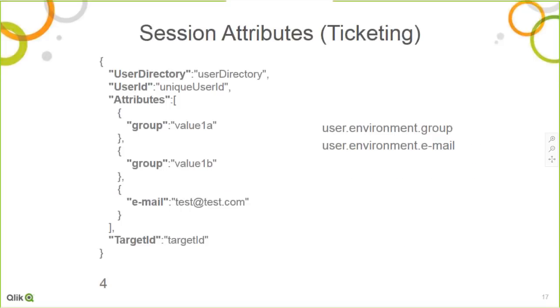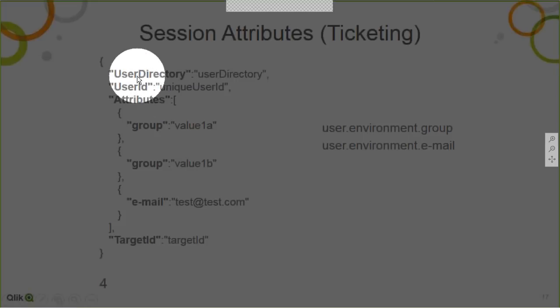Same principle applies to ticketing, web ticketing. And on the left here, we have the JSON representation of a web ticket. So we have user directory, ID, and then we have some attribute information, and the same principles apply.